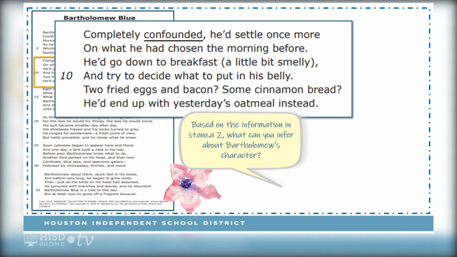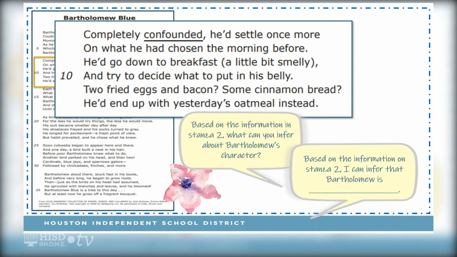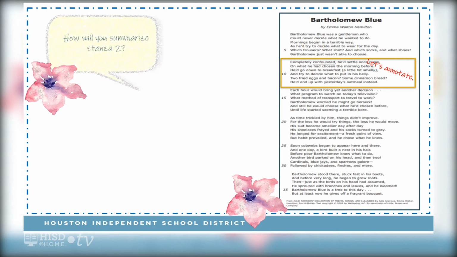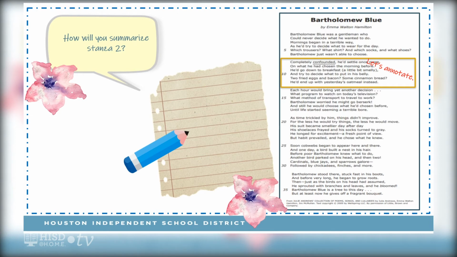Based on the information in stanza 2, what can you infer about Bartholomew's character? As you think of your response, use the sentence stem. Based on the information in stanza 2, I can infer that Bartholomew is blank. Before we continue reading, let's annotate stanza 2. How will you summarize stanza 2? Take your pencil and paper and write your idea.